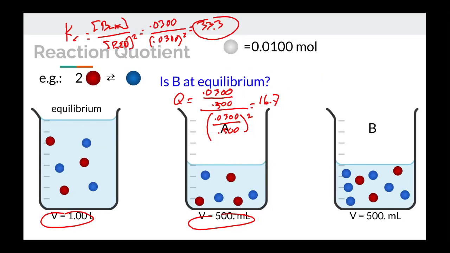Next question is, is B at equilibrium? Let's figure out the mass action expression. Q equals 0.0600, because now we have 6 blue particles in there. Still a half a liter of volume. And in the denominator, we still have 0.0300 moles in that half liter for reds, and that's going to be squared. When we calculate this, it's 33.3. So in fact, it is at equilibrium, and there's not going to be any shift because Q matches Kc.